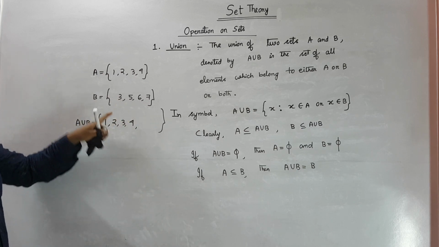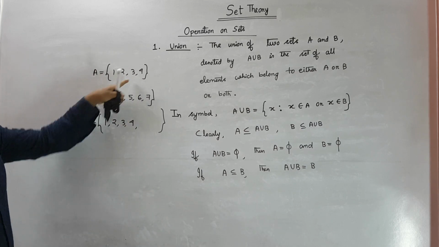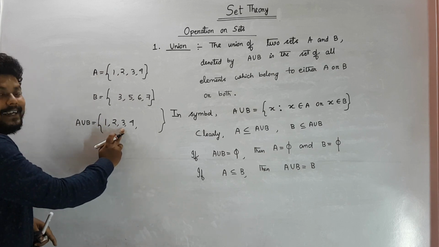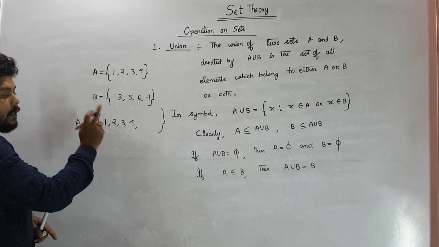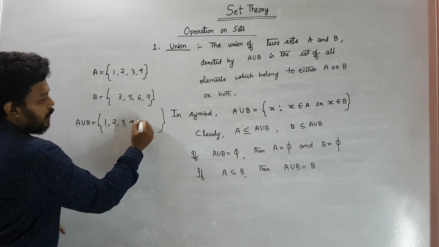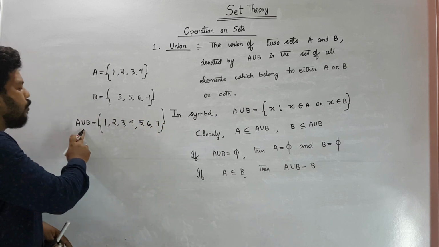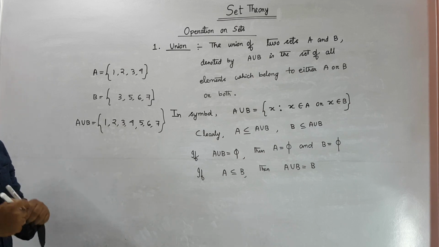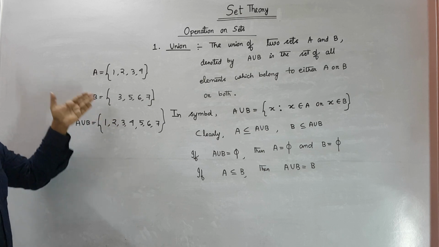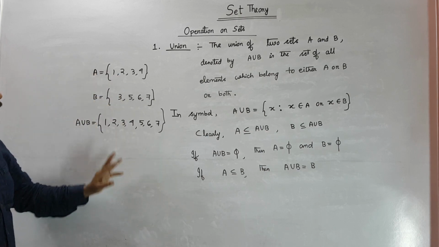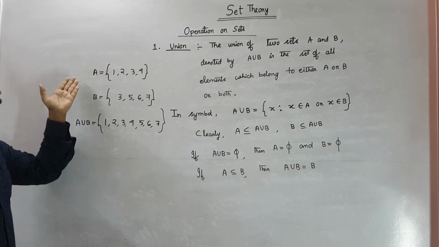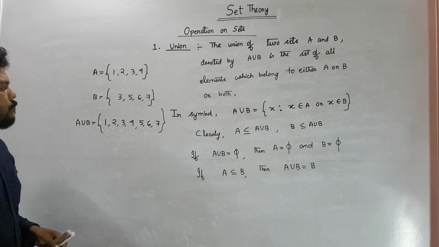Now in set B, 3 is a common element of A and B. So 3 is already listed, so you will write only 5, 6, 7. Now this is your A union B. A union B denotes the set of all elements which belong to either A or B or both. This element 3 is present in set A and set B too.